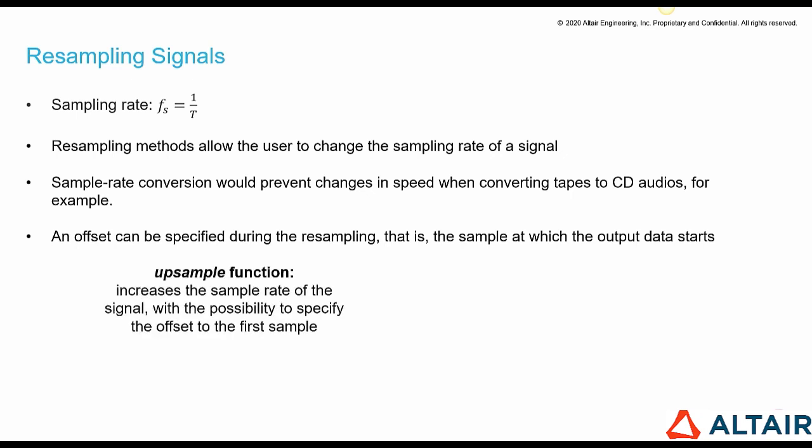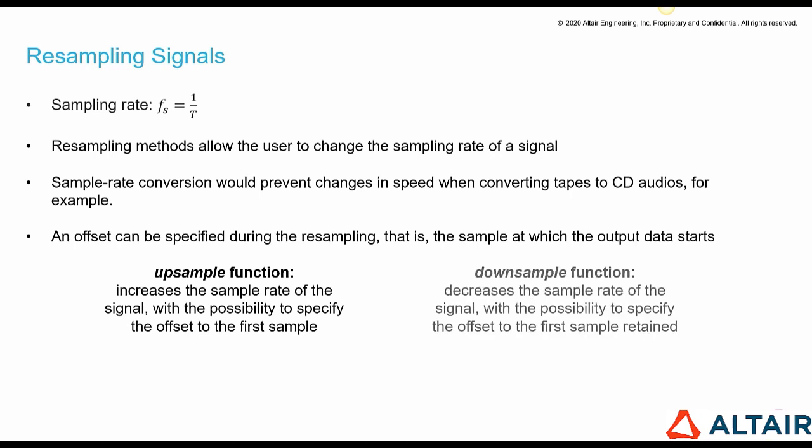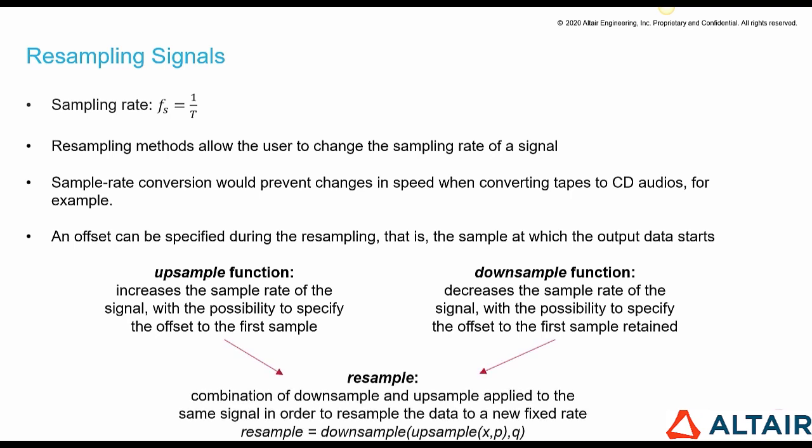Upsample function increases the sampling rate of the signal. And downsample function decreases the sampling rate of the signal. Whereas resample would simply be a combination of downsample and upsample applied to the same signal in order to resample the data to a new fixed rate.